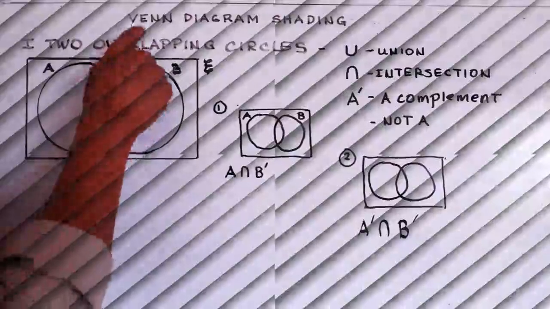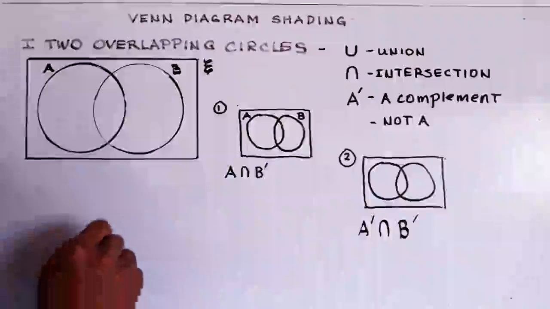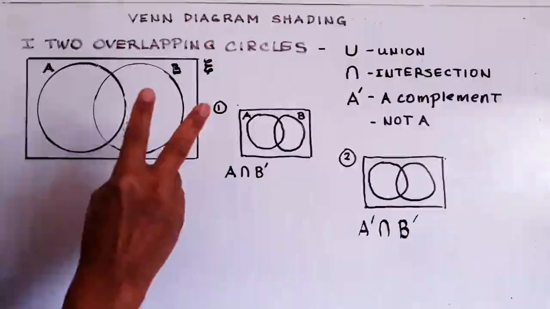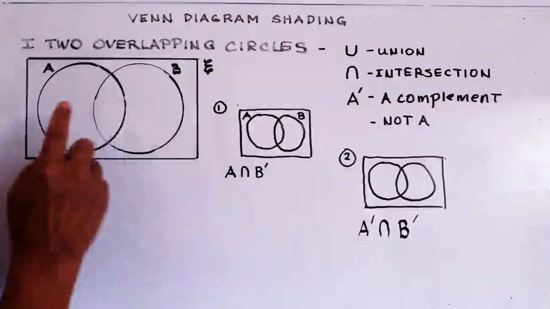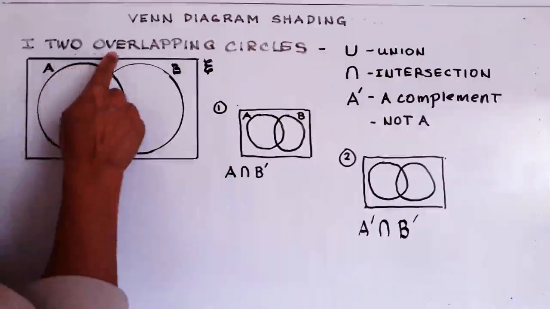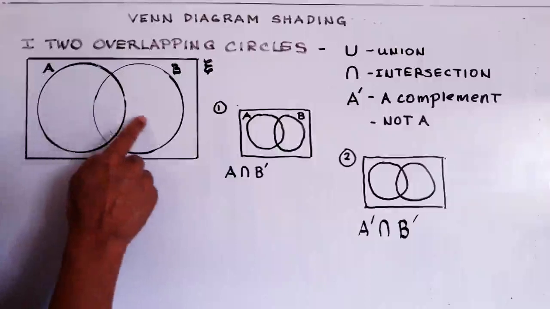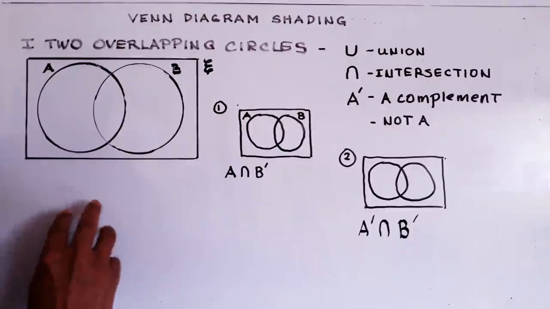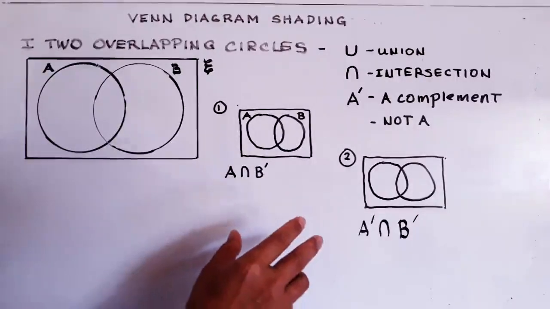Good class, today we are going to study about Venn diagram shading. Now we will discuss only two of this Venn diagram. First one is we have two overlapping circles. The part 2 will be three overlapping circles.